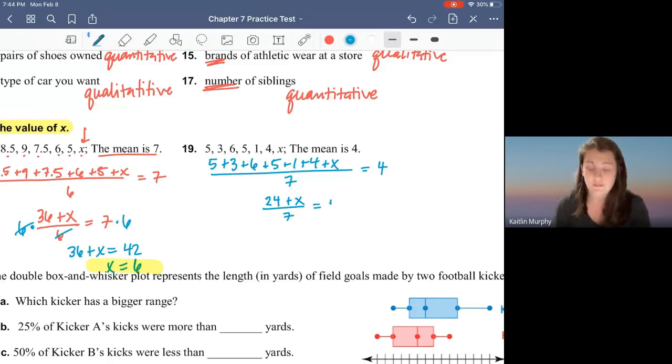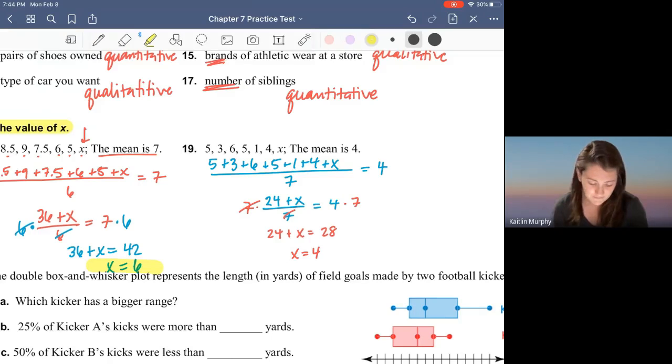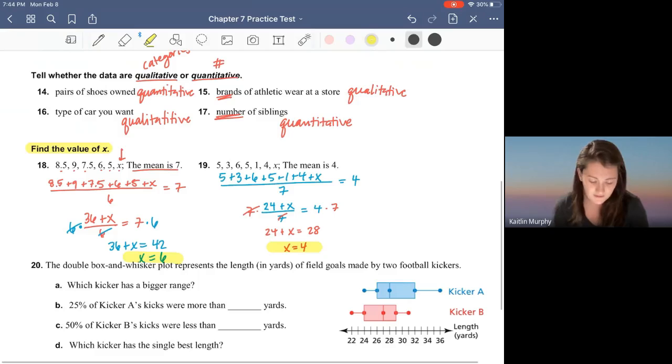We're going to solve this by multiplying both sides by 7 to get rid of that fraction. Then I have 24 plus X equals 28. So 24 plus what is 28? That's got to be X equals 4. And that seems reasonable within those numbers. It would make sense to be about 4.